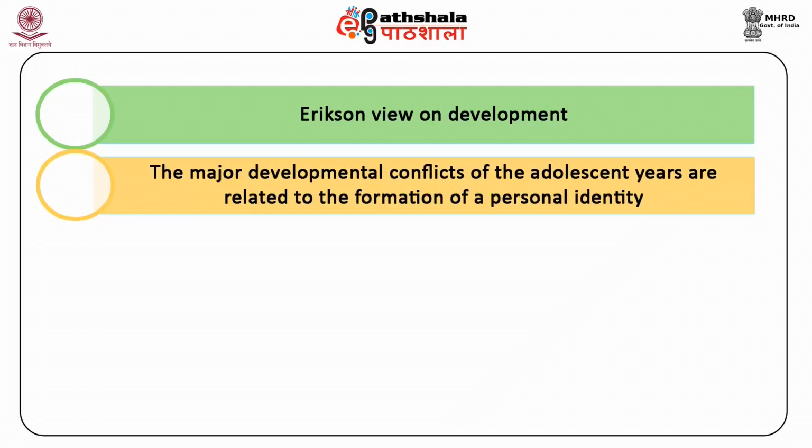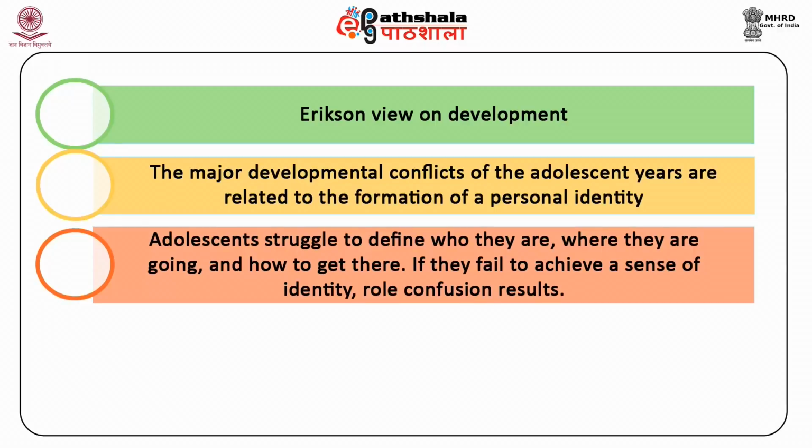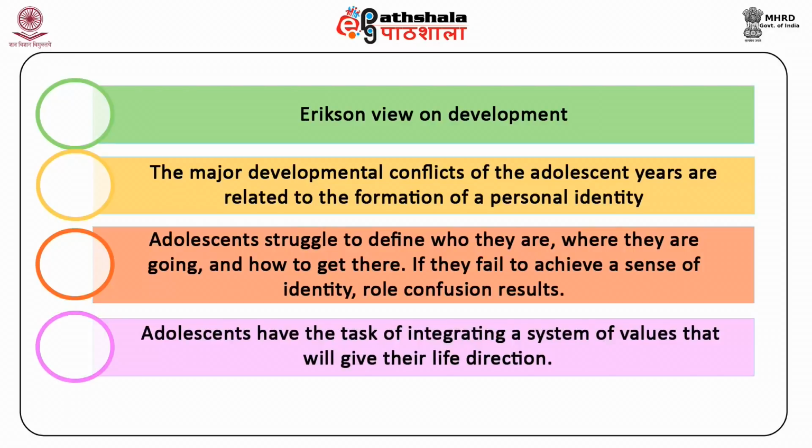According to Erikson, the major developmental conflicts of the adolescent years are related to the formation of personal identity. Adolescents struggle to define who they are, where they are going, and how to get there. If they fail to achieve a sense of identity, role confusion results. Adolescents have the task of integrating a system of values that will give their life a direction. In the formation of a personal philosophy of life, they must make key decisions relating to religious beliefs, sexual ethics, values, and so forth. In this search for identity, models are especially important.